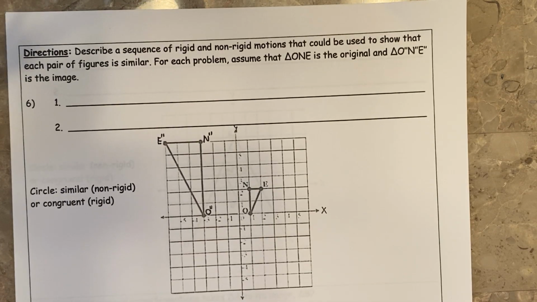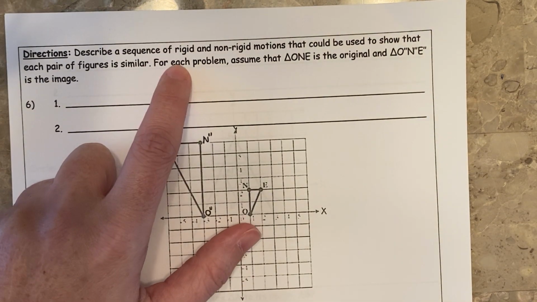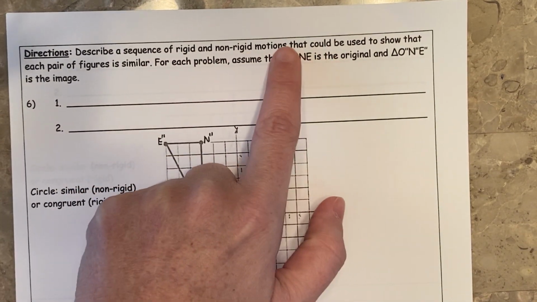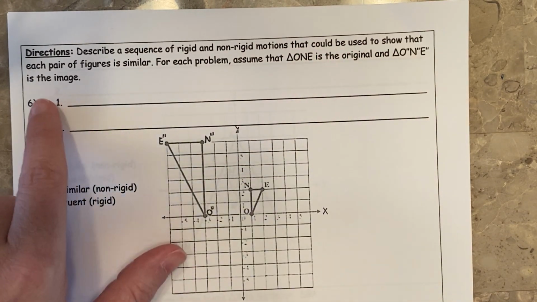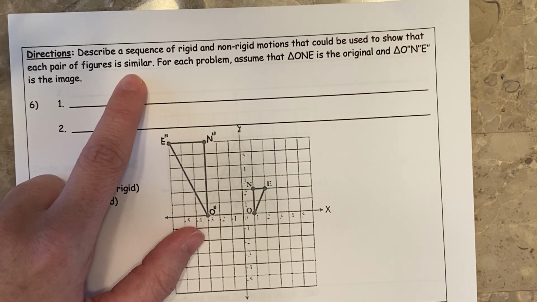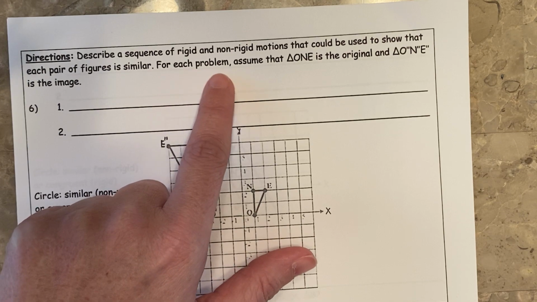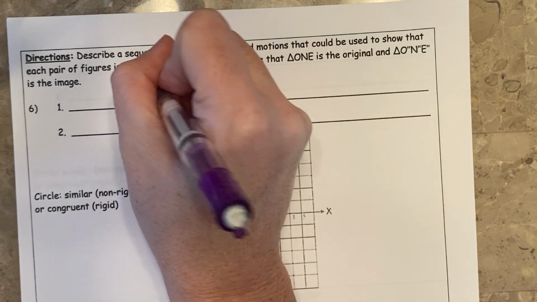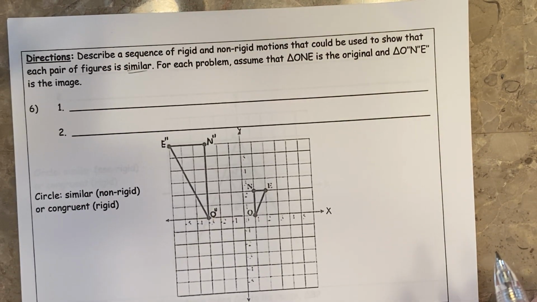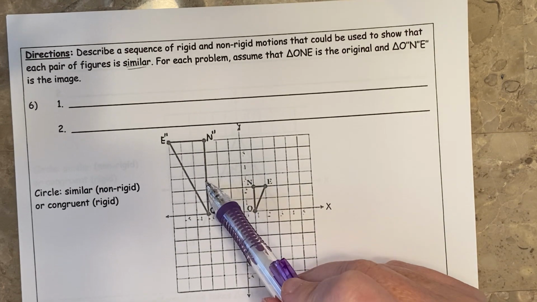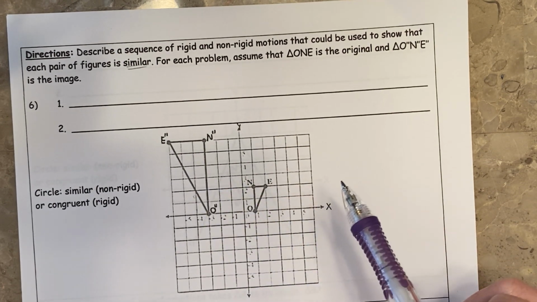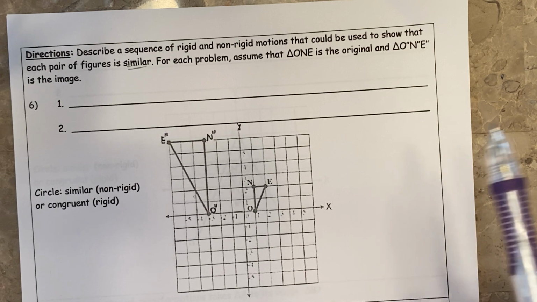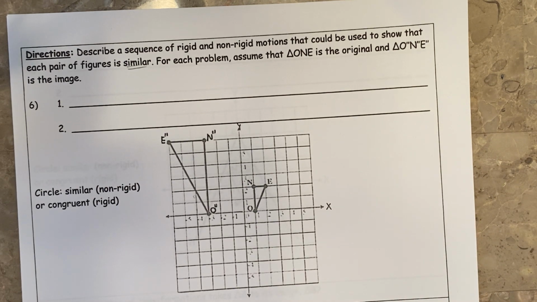So describe a sequence. Now we're back to what we did in the first page. A sequence of rigid and non-rigid motions that could be used to show that each pair of figures is similar. For each problem, assume that triangle 1 is original. Okay, so these ones are actually saying similar. So I guess I'm going to assume that we're going to have some dilations. And if you look, yep, you see different sizes. Okay, so this is definitely more difficult than the first page.